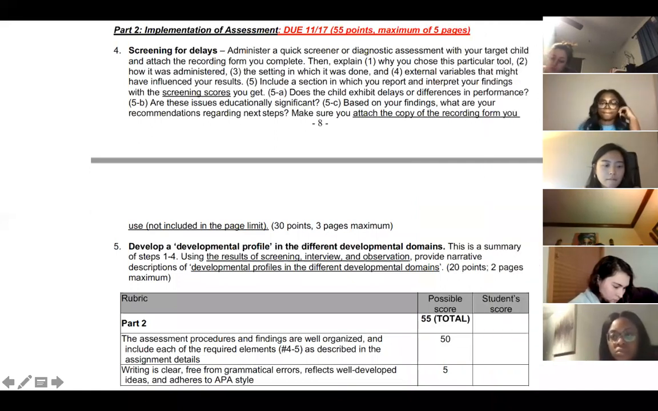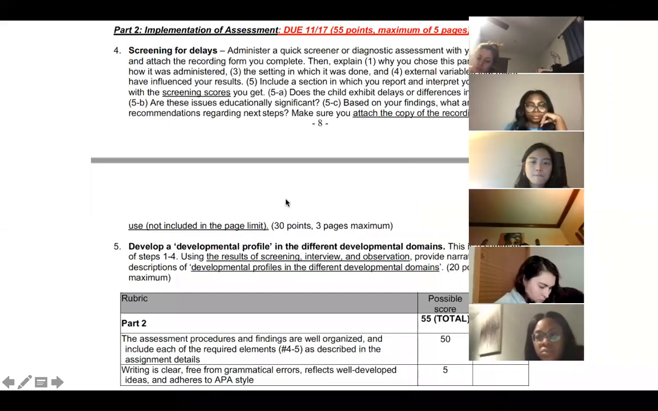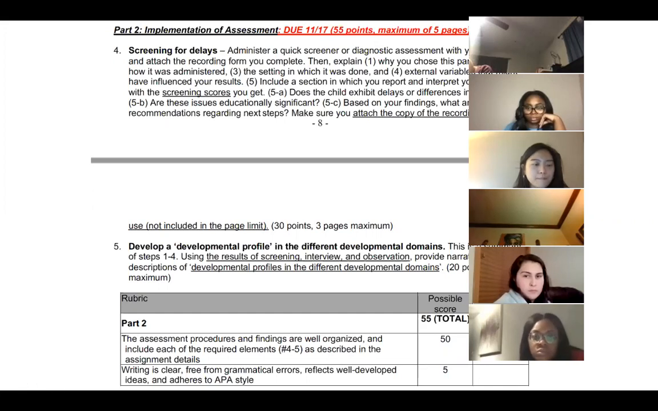You will notice that when I grade, I'm not that strict. If you have all the required elements, then you should be okay, because it's not statistical information, it's very subjective information, right? So you have to follow the headings and make sure you describe all the items in this rubric, and you're good to go. The next one is the developmental profile.